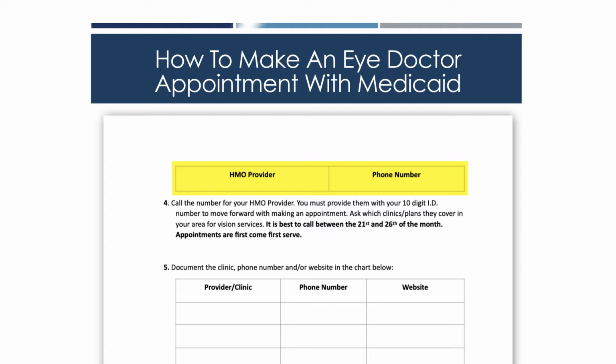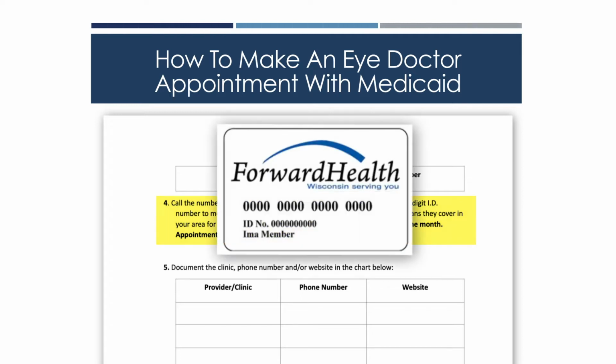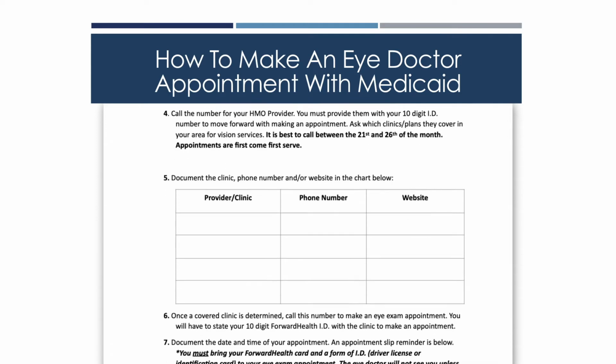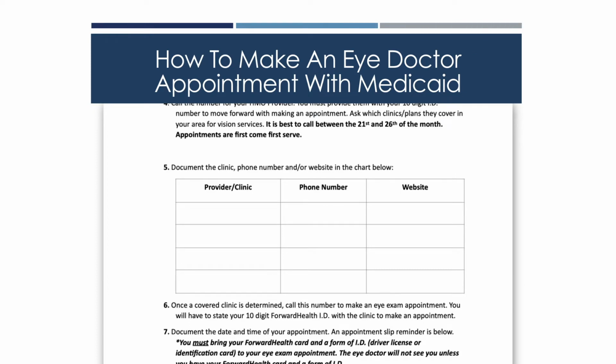When making an appointment with that clinic, you're going to give them your name, your date of birth, and they will ask you for your 10-digit Medicaid ID number. Again, this is found on the lower left-hand corner of the front of your Forward Health card. Once you give your contact information to the clinic you would like to make your eye exam appointment with, they will ask you who your provider is on Medicaid. Make sure you tell them you are under Medicaid and your HMO provider name. They will ensure and double check that they accept your provider.